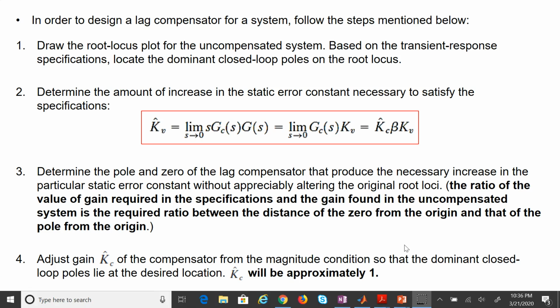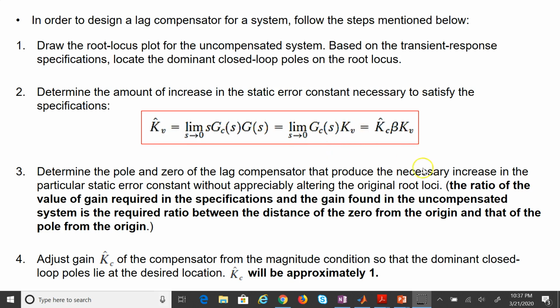So the overall procedure is this. First, we draw the root locus for the uncompensated original system. Then, based on the transient response, we determine the location of the dominant closed loop poles. And then, based on the difference between the new Kv and the original Kv, or Ka and the original Ka, we choose beta such that it makes this change happen.